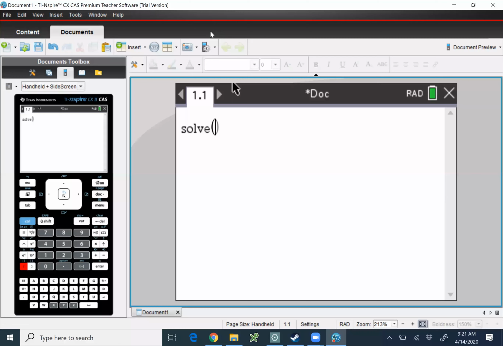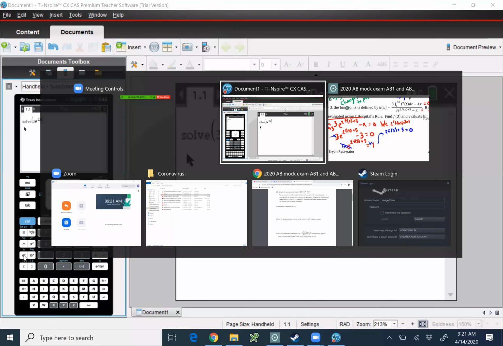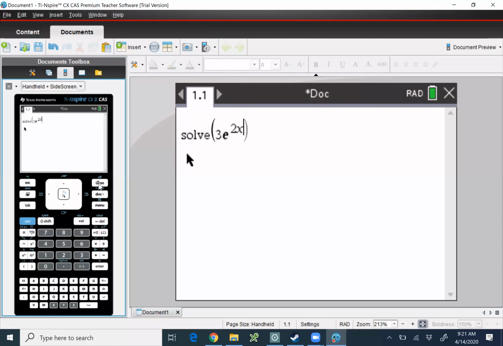And we had 3e^(2f(x)), right? And it was f of 3. But f of 3 is what we're going to solve for. So I'm going to just call that our x, right? So I'm calling f of 3 our x. So 2f(3), but because we want that, we're going to call it x, plus 5 minus 3 equals 0, comma x. And we should get an answer, -5/2. Let's see if that's what we get.